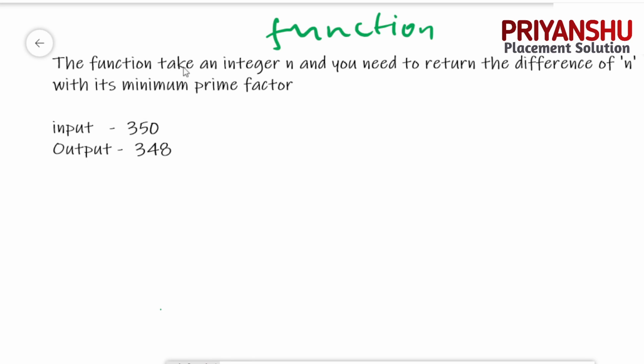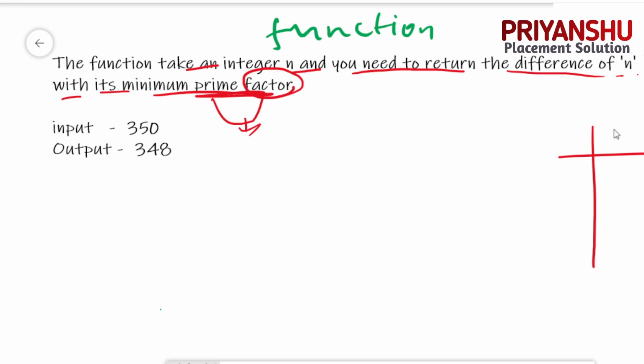So here the function takes an integer n, and you need to return the difference of n with its minimum prime factor. So what is a prime factor? Let's discuss that first. How do we find a prime factor? By this method. Take 350. First, how do we check which number 350 is divisible by?